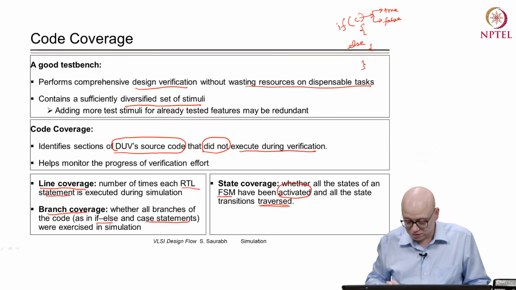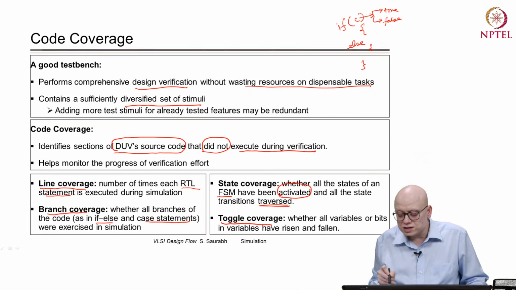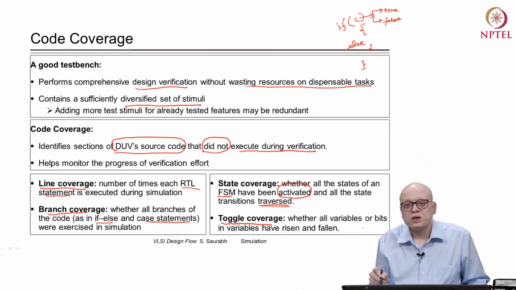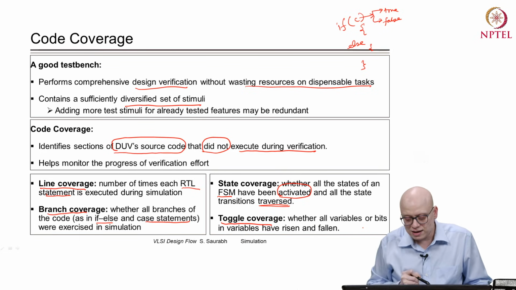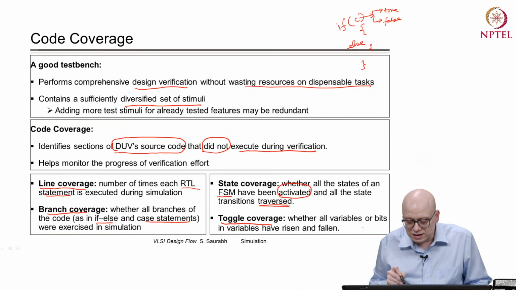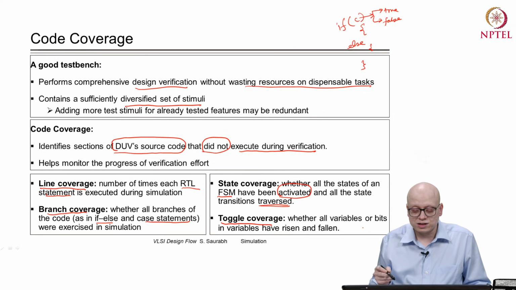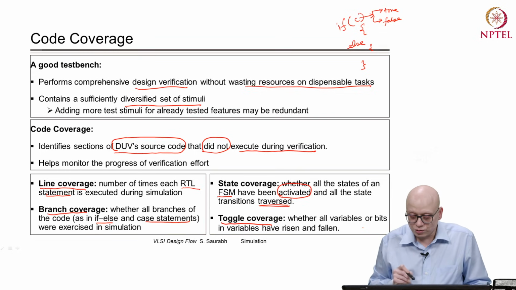Then there is another measure of code coverage which is known as toggle coverage. It measures whether all variables or bits in the variables have both risen and fallen, right. It should take both the values, and if it does not, then it will report those variables which did not toggle, which did not go from 0 to 1 or 1 to 0. So, toggle coverage can also be used to measure whether our verification is thorough or not.